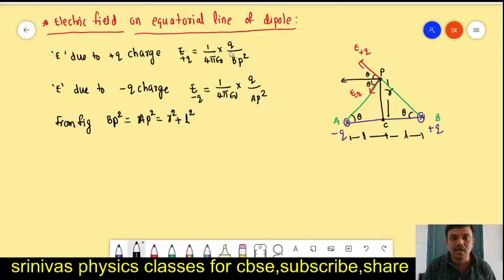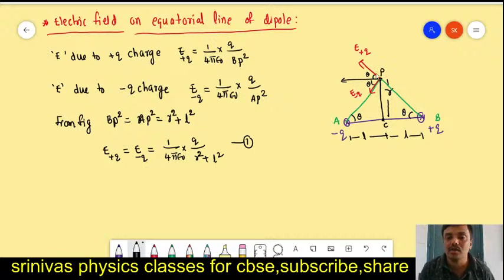BP square and AP square both are equal, means E plus Q and E minus Q are also equal. That means E plus Q equal to E minus Q. Why are they equal? Because BP, AP are equal, this formula will be the same. Then we will get 1 by 4 pi epsilon naught into Q by BP square. But BP square, AP square both are the same, that is equal to R square plus L square, right? This is equation 1.